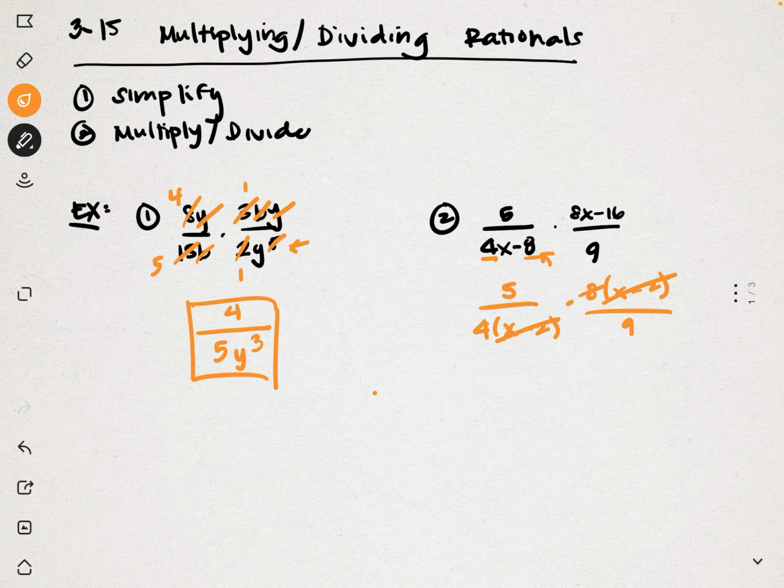We can simplify 8 and 4. We can divide those both by 4. 4 becomes 1. 8 divided by 4 is 2. So now we have 5 times 2 is 10 in our numerator. And then we just have our 9 in our denominator. So this whole thing is just 10 ninths.